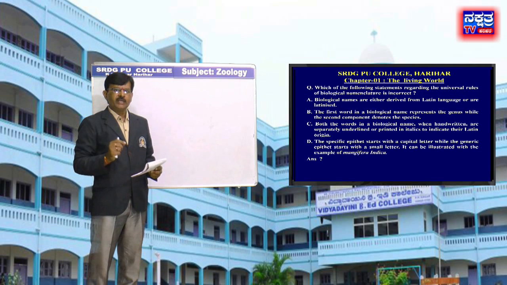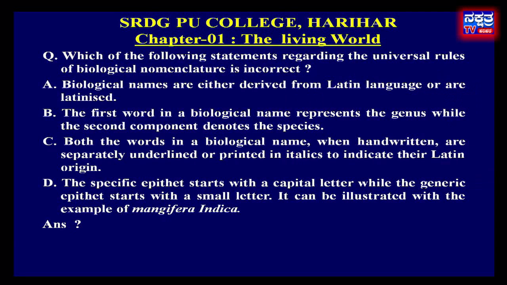Because in the given question, option D says the specific epithet starts with a capital letter and the generic name starts with a small letter, but it is wrong. According to the binomial nomenclature rules, the specific names are always written in small letters and generic names are always written with a capital letter.